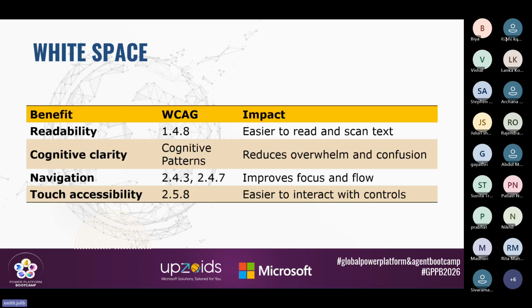So white space is not directly mentioned in the WCAG, but it does support other criteria. When we make efficient use of white space, there are benefits in readability. It makes it easier to read and scan text and content on an interface. It also improves cognitive clarity because it will reduce the overwhelm and confusion of your user. You're going to have fewer elements on the page. And it also supports navigation, so it improves focus and flow of your interface.